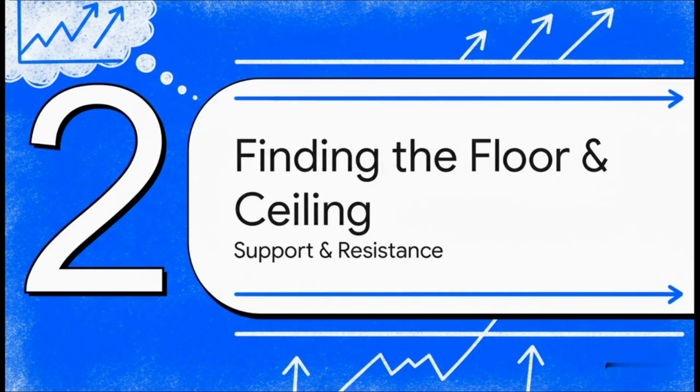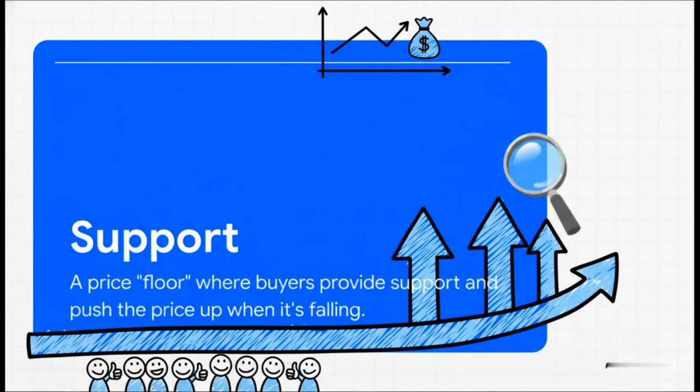Okay, so if the trend is the main word in the sentence, the next step is to learn the grammar. And the grammar of a chart? Well, that's all about finding the invisible floors and ceilings that the price seems to respect. Let's start with support. Just think of it like a price floor. When the price drops to a certain level, a whole bunch of buyers suddenly see a bargain and they jump in. This wave of buying creates a literal floor that often makes the price bounce right back up.